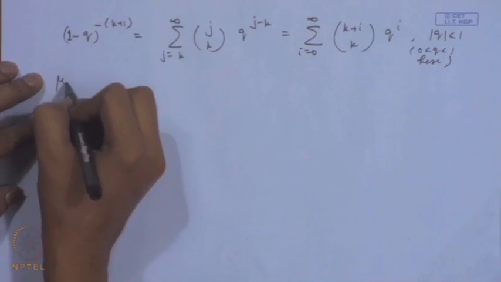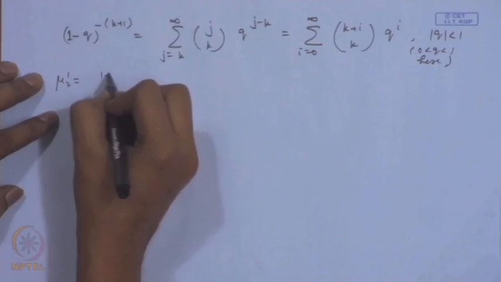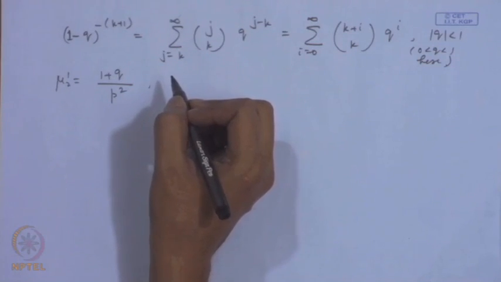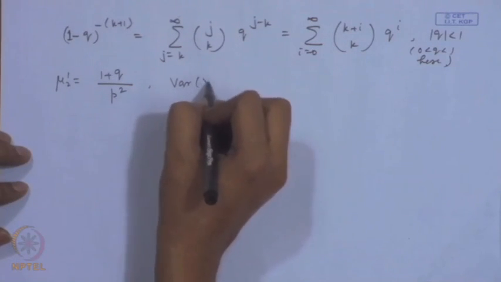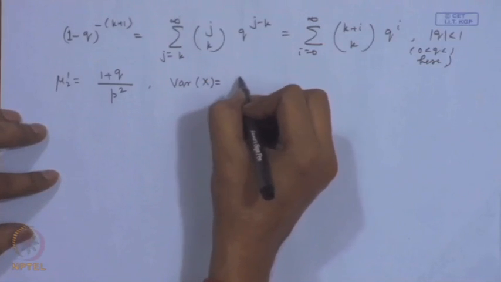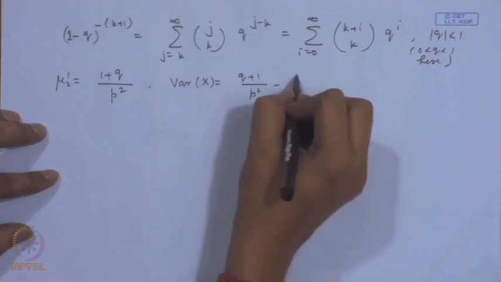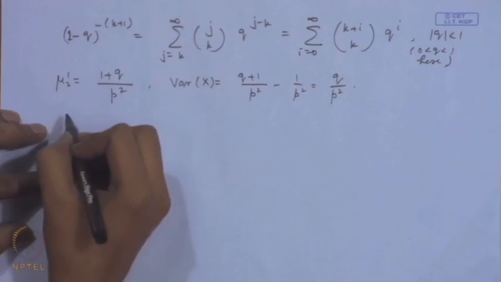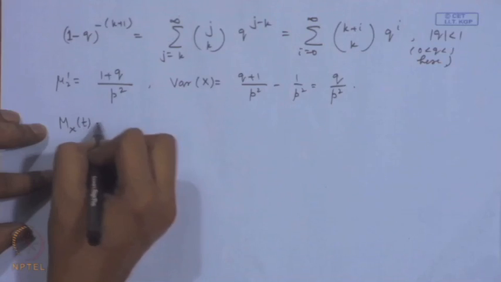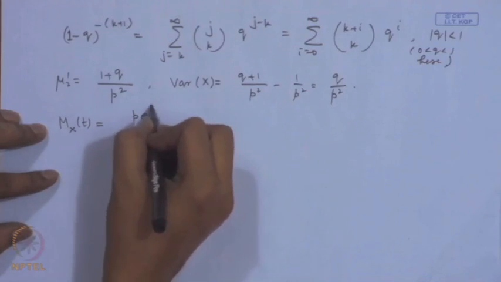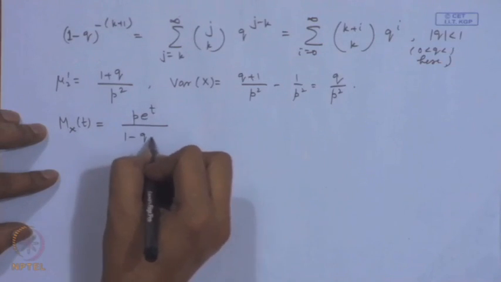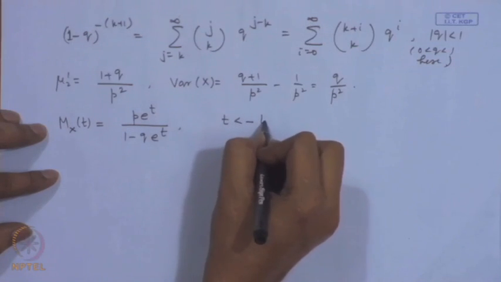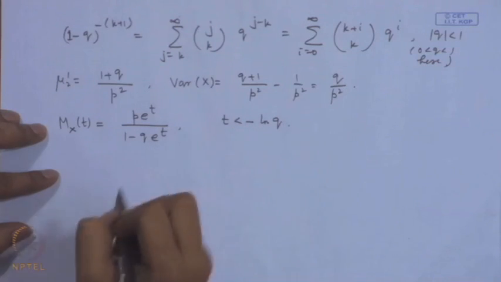Using this we can calculate the second moment. So, it turns out to be (1 plus q) by p square, and the variance will turn out to be (q plus 1) by p square minus 1 by p square, that is equal to q by p square. The moment generating function of the geometric distribution is p e to the power t divided by (1 minus q e to the power t), where t is less than minus log of q.